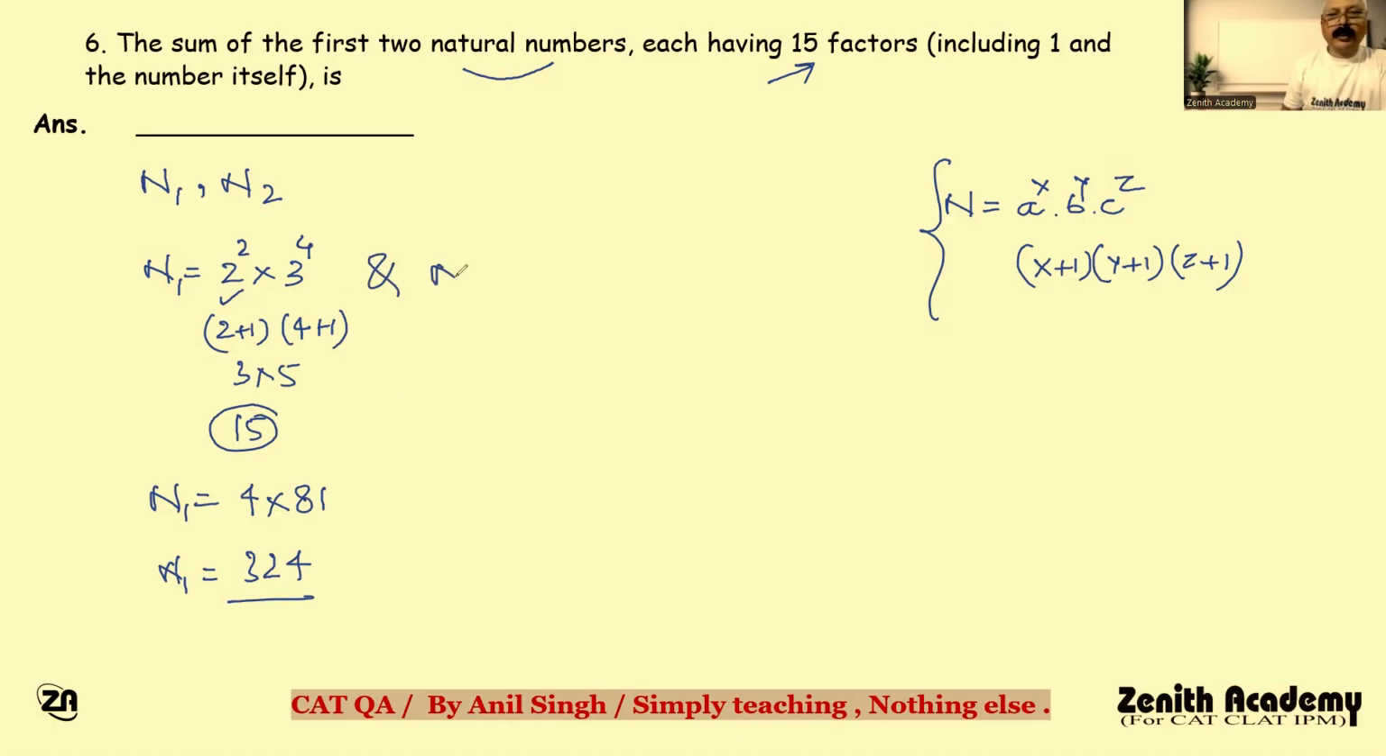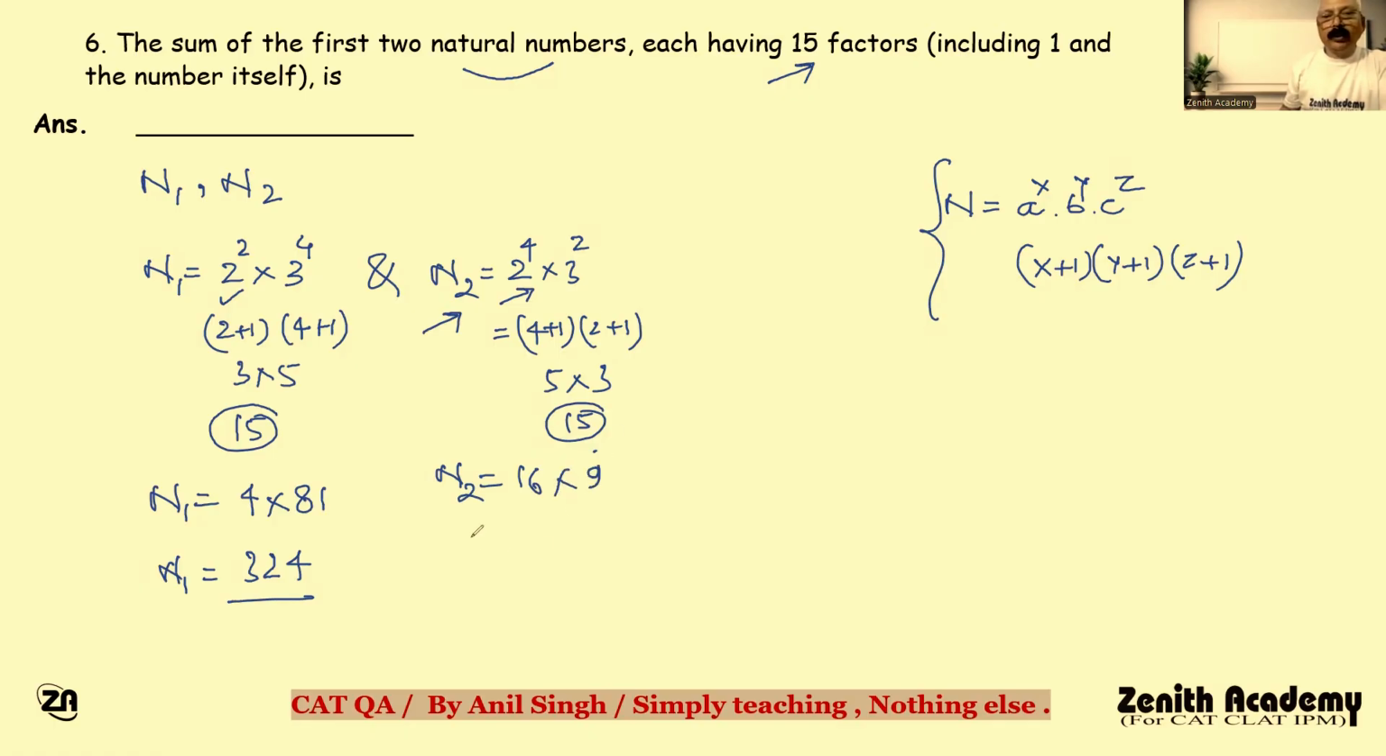And in the second case, I take the second natural number as 2 to the power 4 into 3 to the power 2. Again, 4 plus 1 and 2 plus 1, 5 into 3 means 15. So n2 also has 15 factors. It means n2 is 2 to the power 4, which is 16, and 3 to the power 2, which is 9. So n2 is 144. One natural number is 324 and the second natural number is 144.